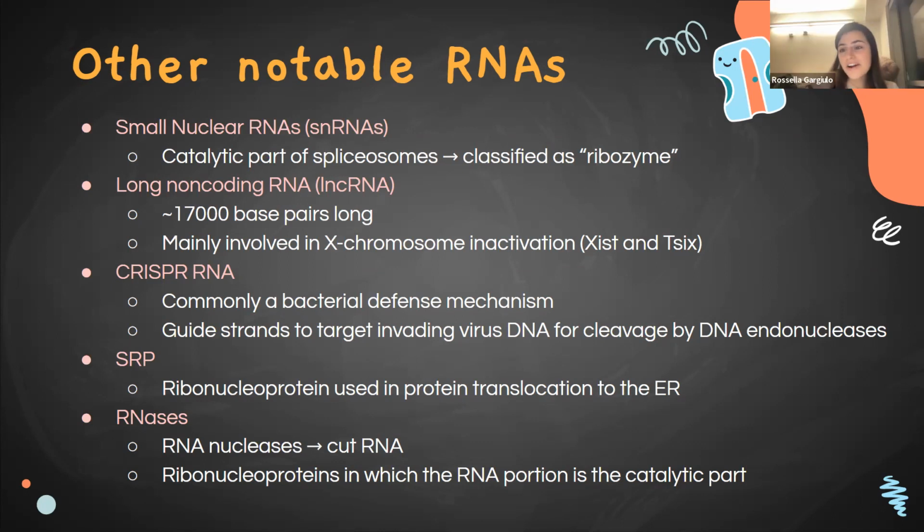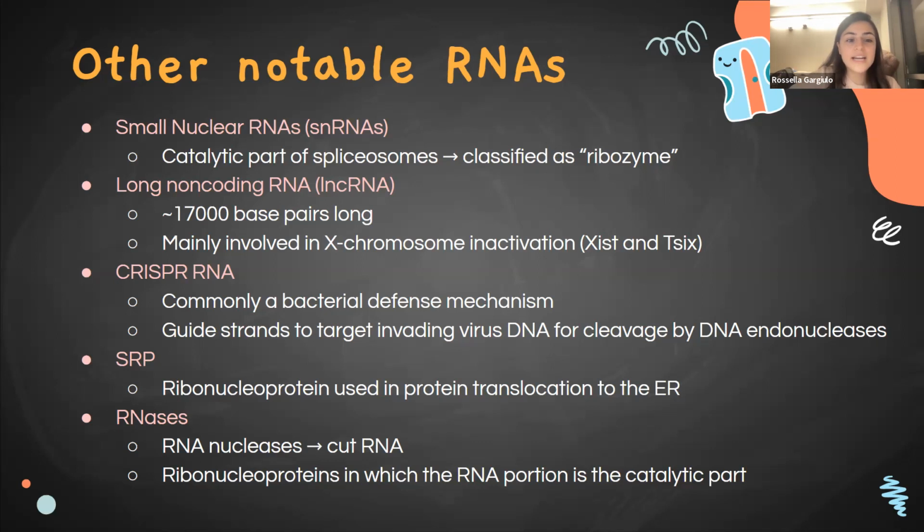And then you have CRISPR RNA. CRISPR also super cool, super important. The RNA acts as a guide strand to target invading viral DNA. I have not gotten the chance to work with CRISPR, but my roommate does experiments with CRISPR, which is so cool. And then you have SRP, which I'm sure you guys are familiar with because it is involved in signal sequencing. It recognizes the N-terminal ER localization signal sequence and brings it to the ER.